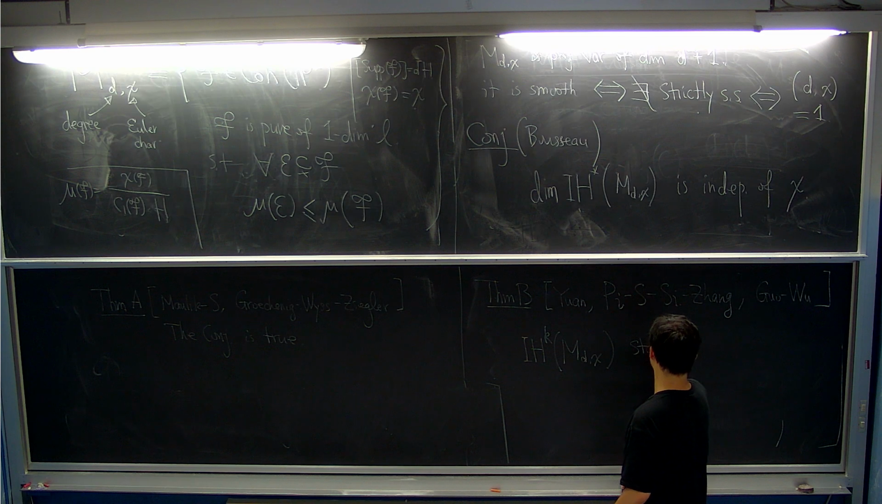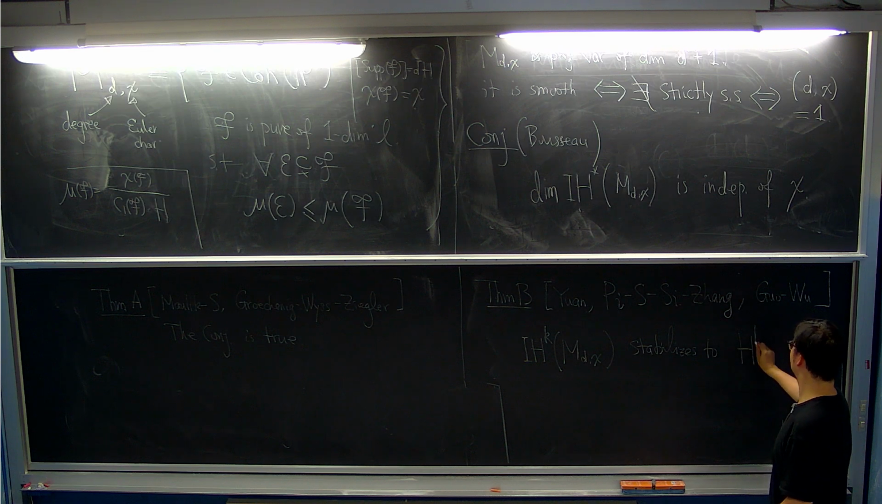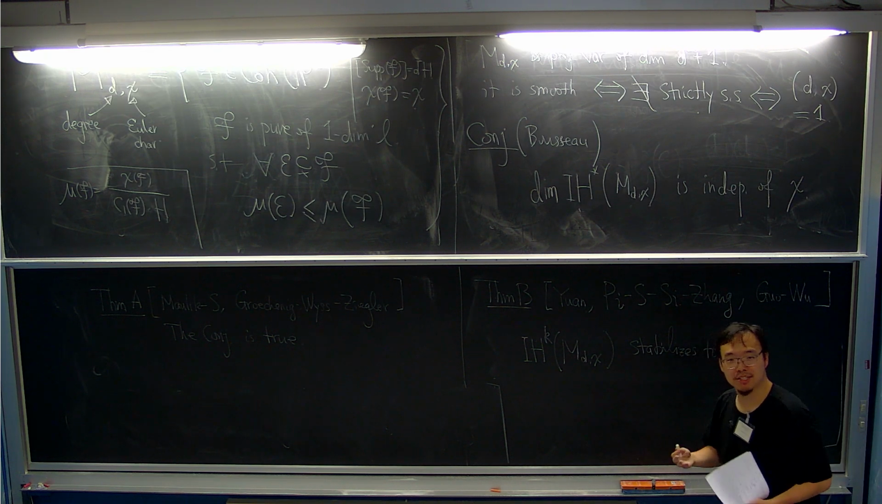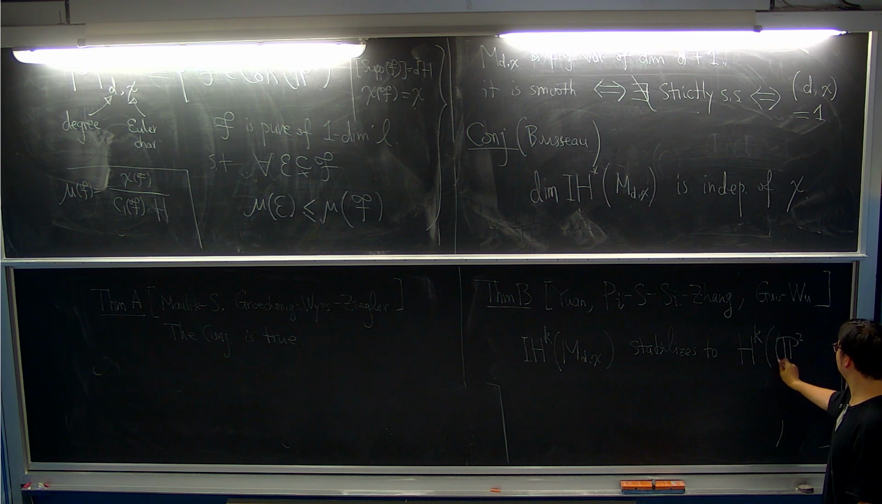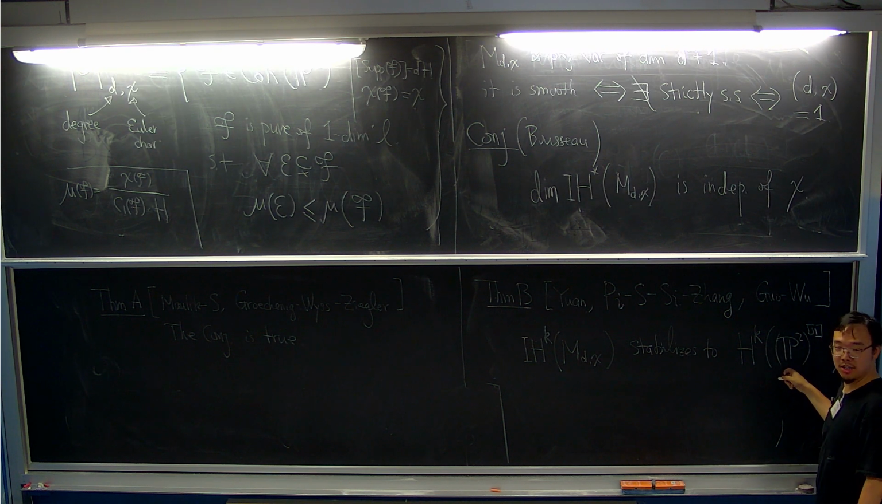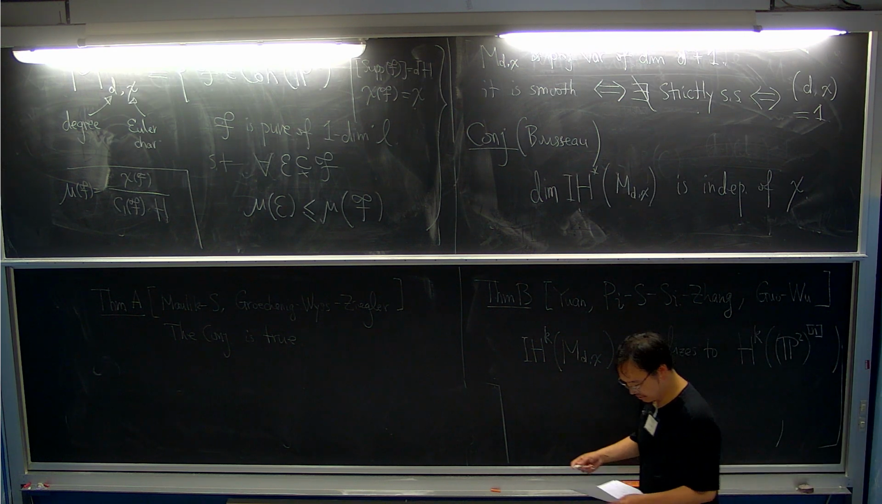stabilizes to the singular cohomology of the simplest moduli space we can imagine constructed from P2, which is the Hilbert scheme of points. So you start with P2, and you consider the Hilbert scheme of n points. You know that if n is large enough, then for every k, the cohomology stabilizes, and this will be the cohomology of this one.